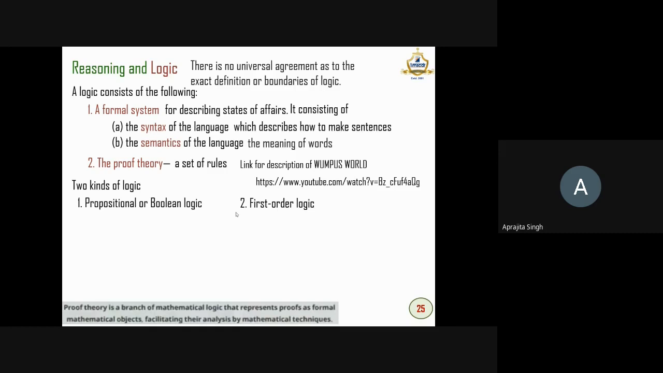find gold somewhere. And once you get the gold, you come back the way you had gone, the path you had taken to find the gold. You just come back by that path to your original destination. So this is the Wumpus world problem. Do look at it. It's quite an interesting thing.